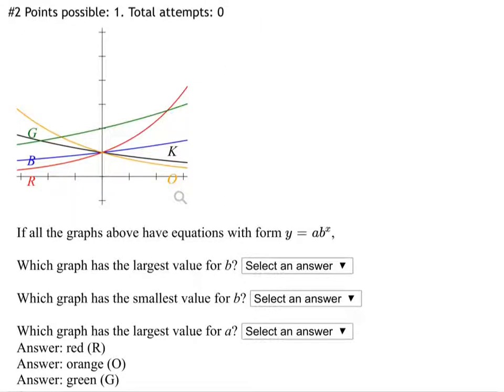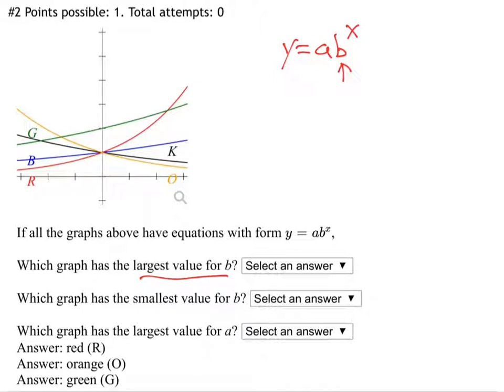Let's look at number 2. Similar kind of thing. We're looking at different graphs here, and they're giving us the equation y equals ab to the x, and they're saying, okay, which of these graphs has the largest value for b? Now, what's b? It's that part.